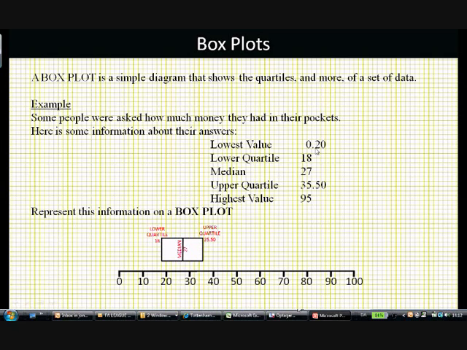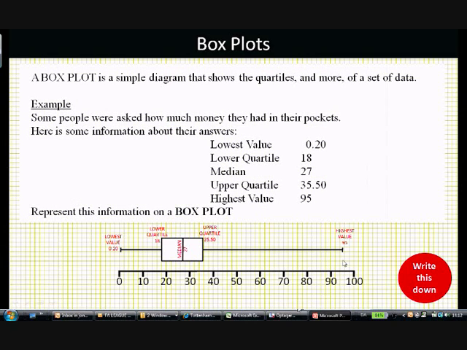And we're also going to show the lowest value and the highest value by doing a line like that. So the line goes from 0.2, because the lowest value is 0.2 of a dollar, up to 95 on the scale, because the highest value is 95. So just write all of that down.